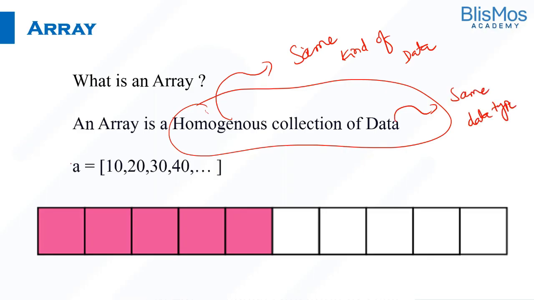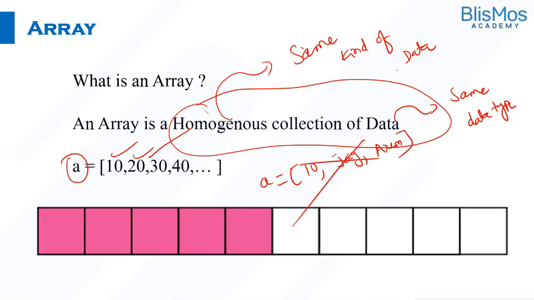For example, here we have an array named A with numbers. When I say homogeneous, you can have only numbers here. I cannot have an array which is saying 10, then J, then Arun, like that. This is not possible because array is a homogeneous collection of the data.